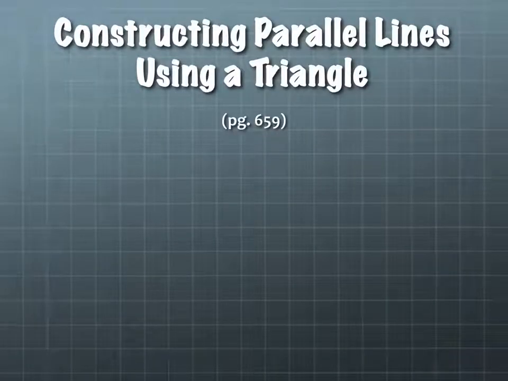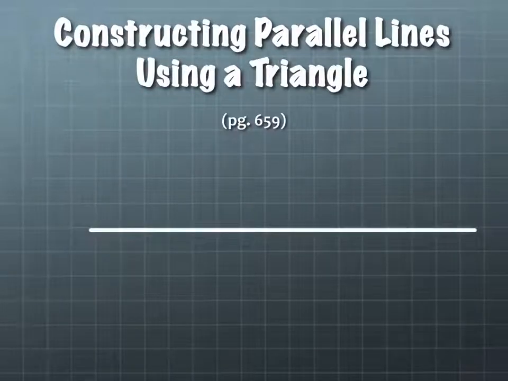So we're going to construct parallel lines using a triangle. This is on page 659, so if you just want to not write it down and reference it later in your book, that's fine. I'm going to talk through it and write some details down. But I want you to have an idea of how it works because it's interesting. So we're going to start with a line M. Kind of in the middle of what you have going on, some space on either side of it. So let M be a line.